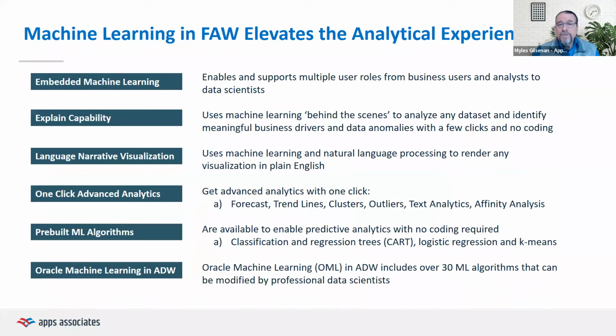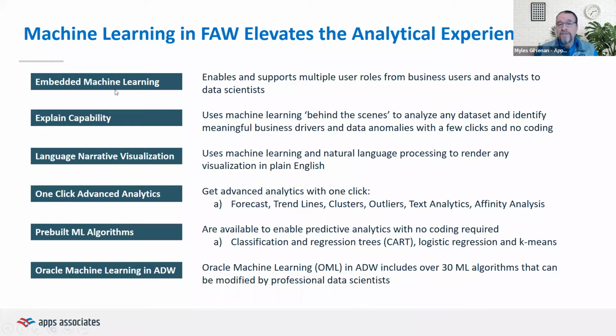Okay, I want to talk about machine learning in FAW because it really does elevate the analytical experience. The machine learning with FAW is both implicit, behind the scenes, where you're not seeing it but it's doing things that make your experience quicker and better and frankly more satisfying. And it's also explicit, where there are features and capabilities where you can leverage machine learning.